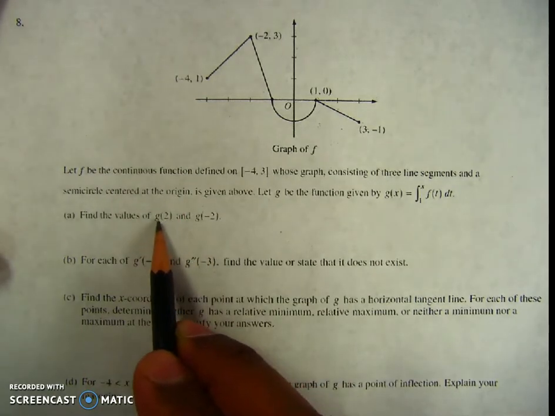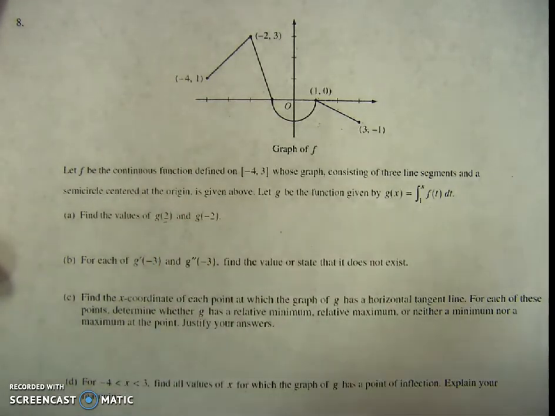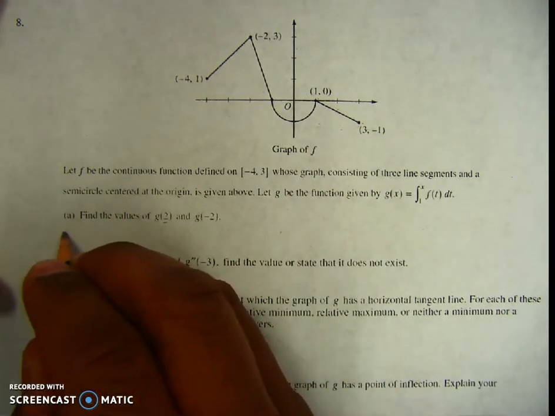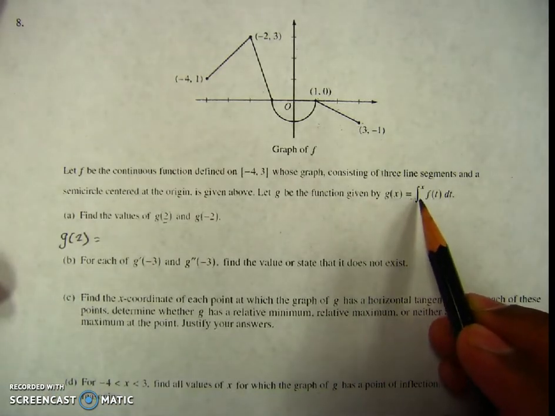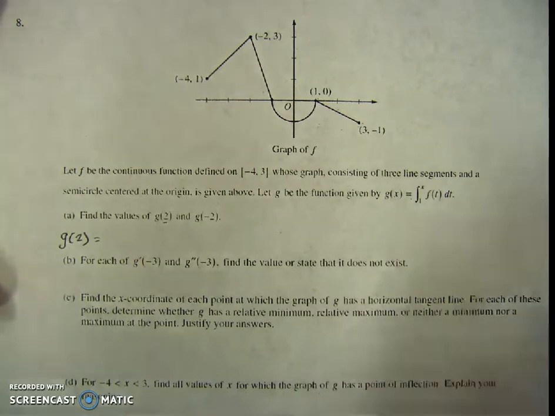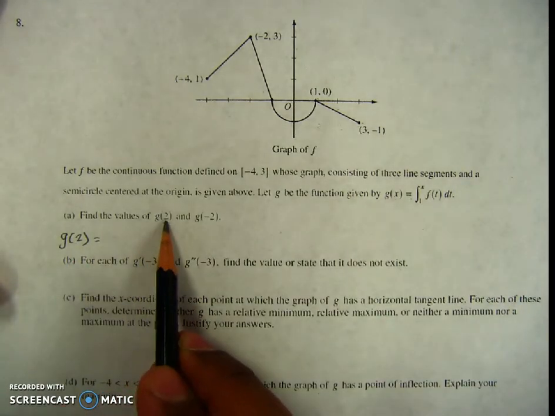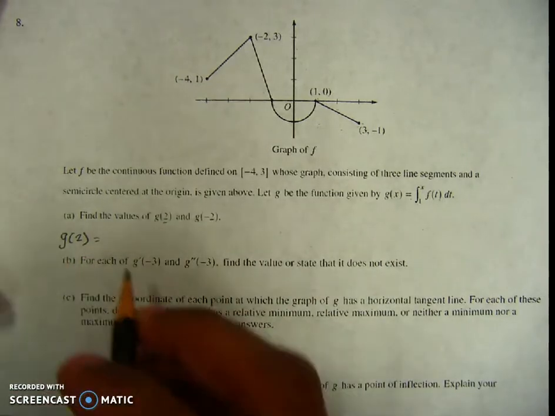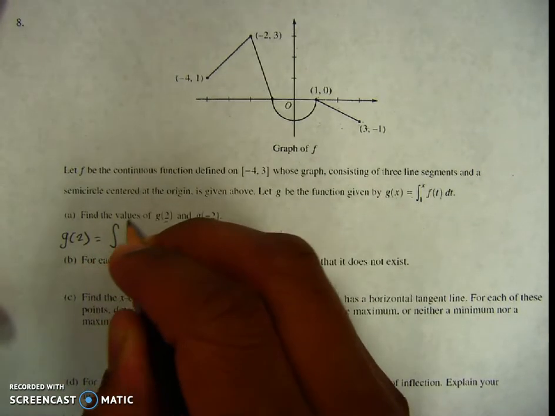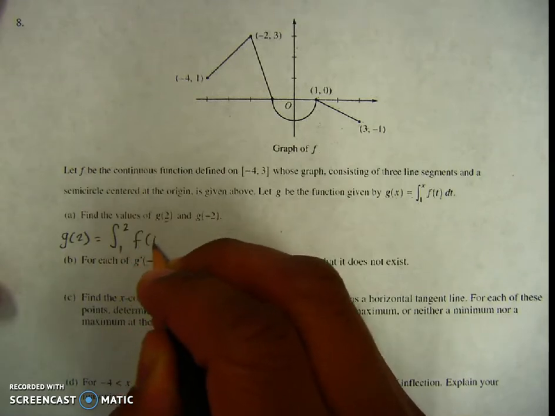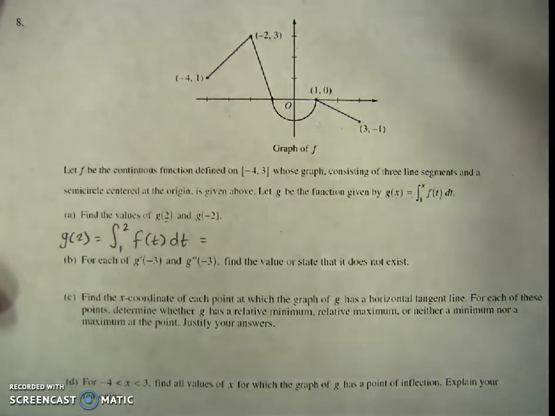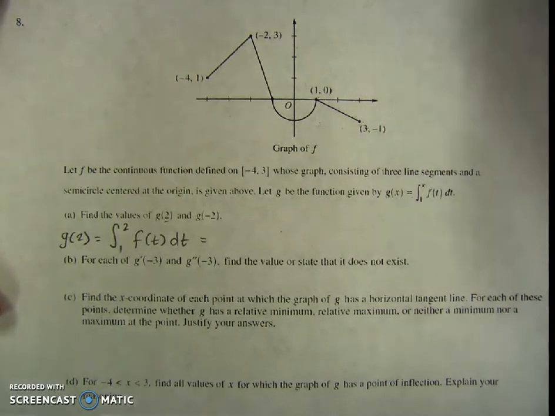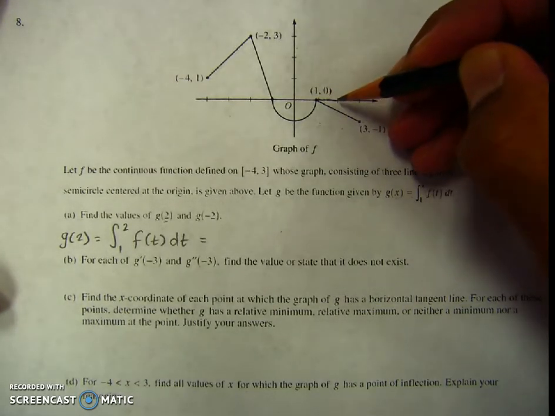So what's going on is g of 2, what you're going to do is you're going to plug in 2 for x. So if g of x equals the integral from 1 to x of f of t dt, and instead of x we're plugging in a 2, I have g of 2 is equal to the integral from 1 to 2 of f of t dt. And you're given the graph, so what you're really doing is you're calculating the area from 1 to 2, which is this little triangle here.